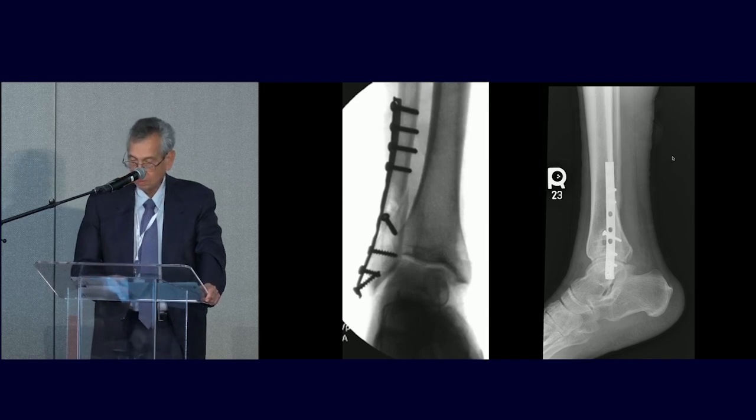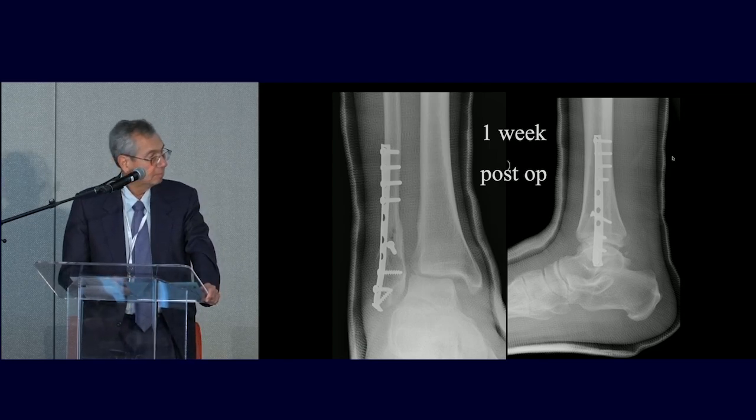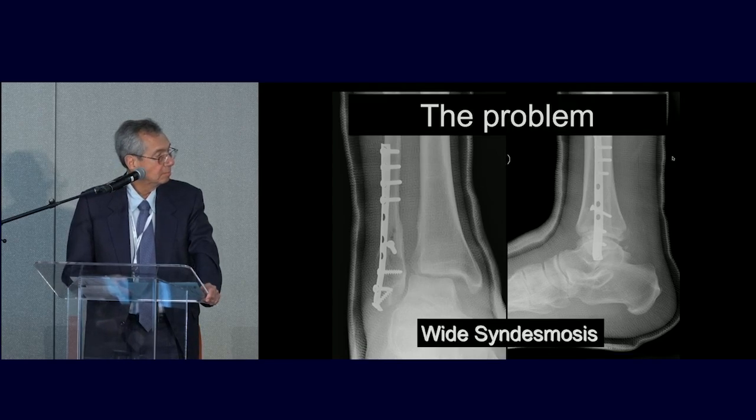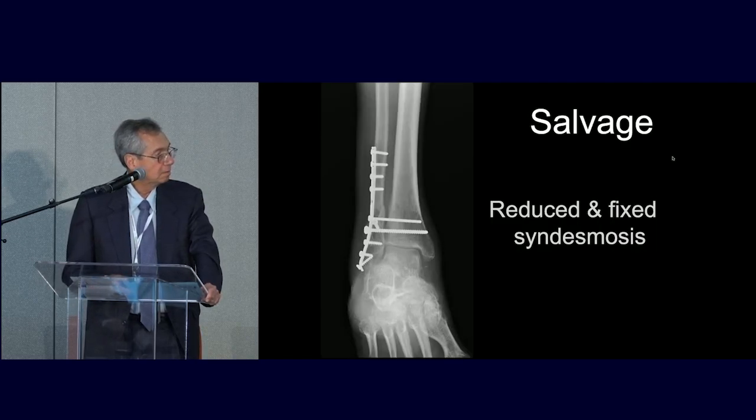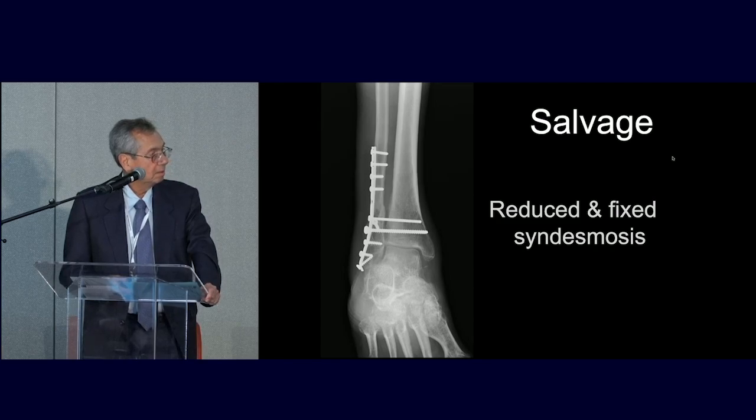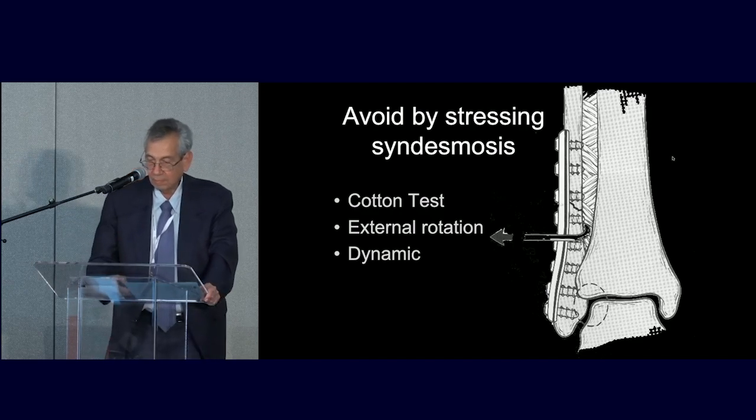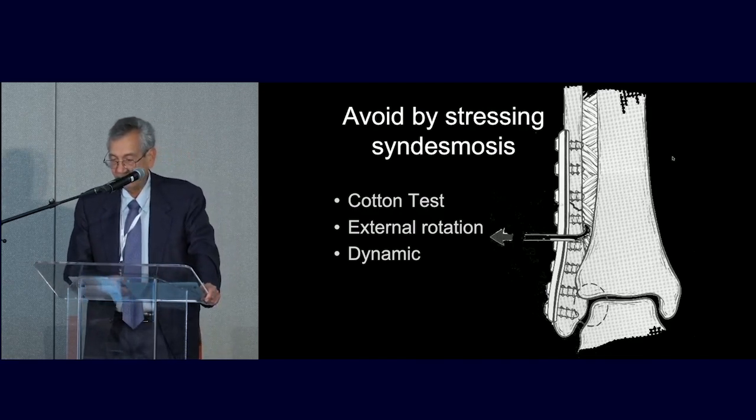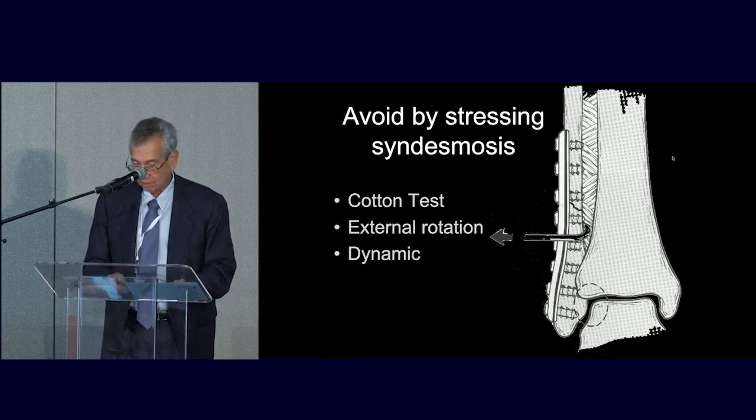You can see in this case the relations between the fibula and tibia. The problem, wide syndesmosis. And this is the reduction and fixation. We need to avoid this by stressing the syndesmosis. With external rotation, we can check the relation of the fibula.